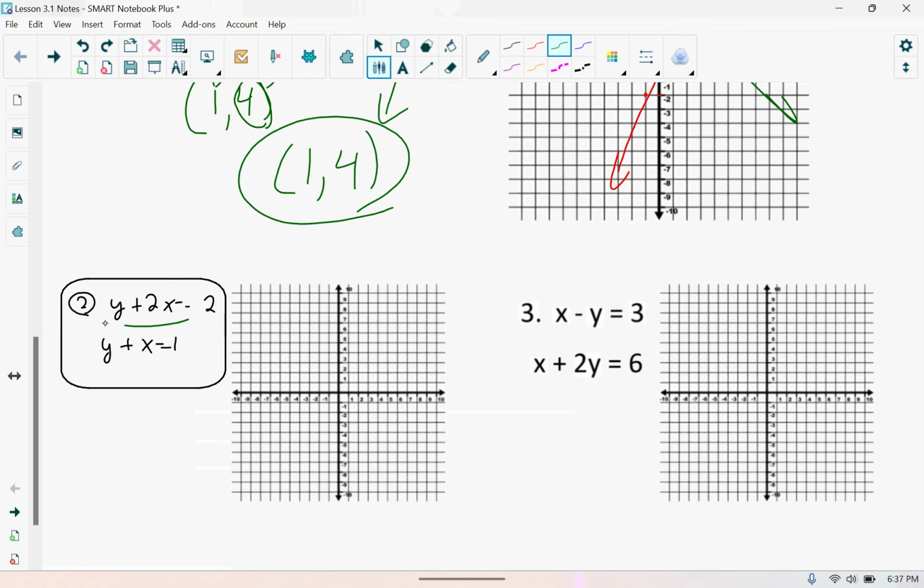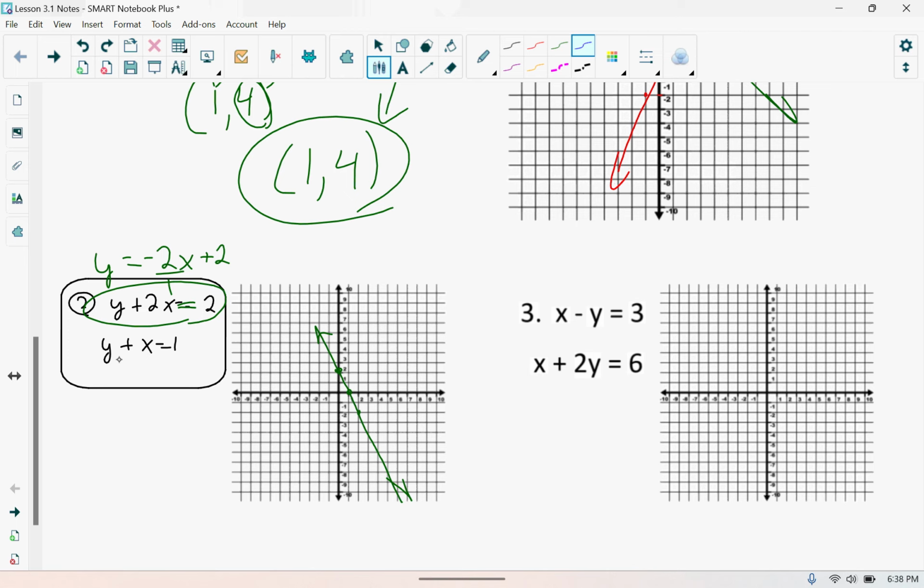So this one, unfortunately, is not in a good form. So let's change it. So I'm going to subtract that 2x over. So I have -2x plus y equals 2. Okay, so let's see. I'm going to go up 2. And my slope is down 2 over 1. So it looks like that.